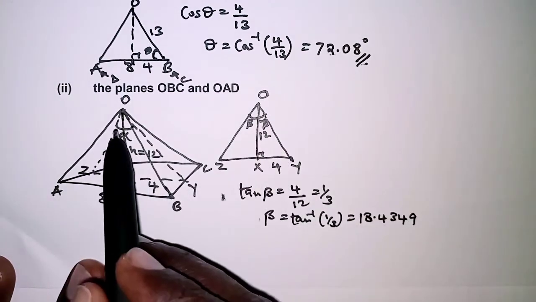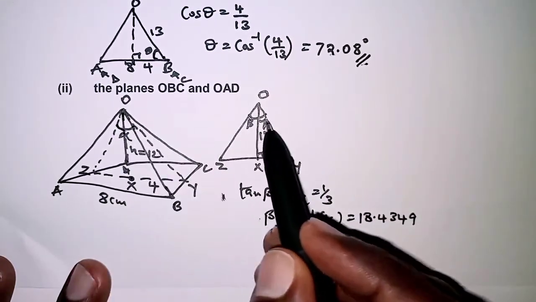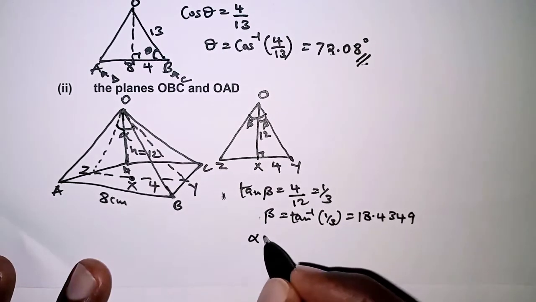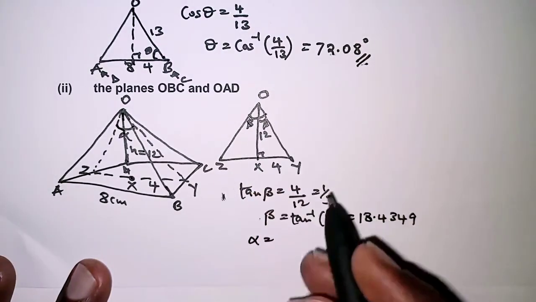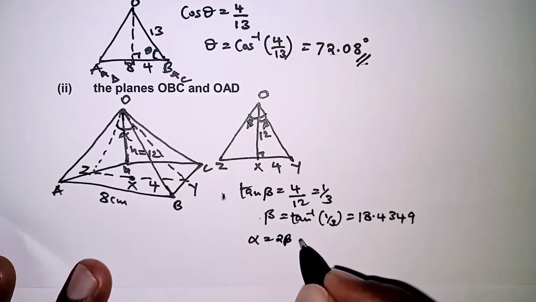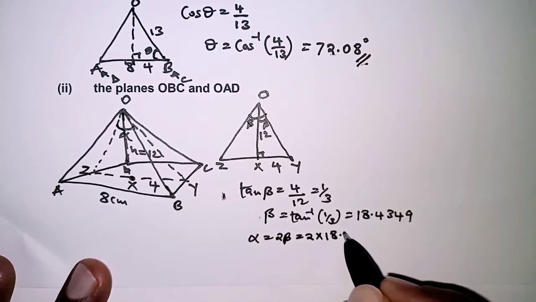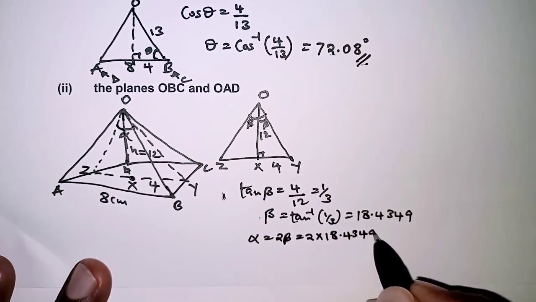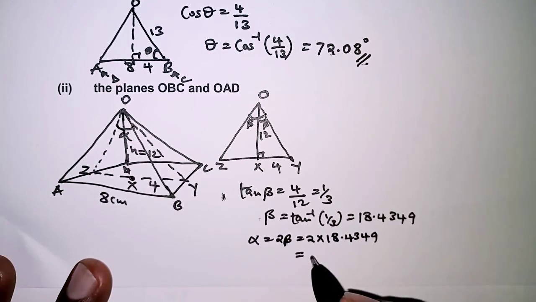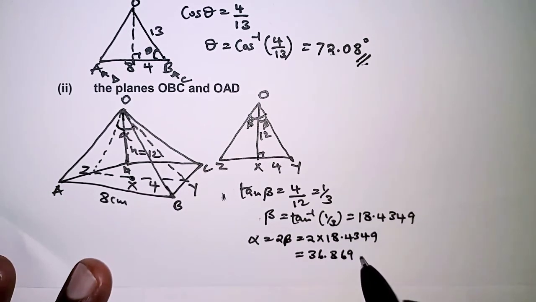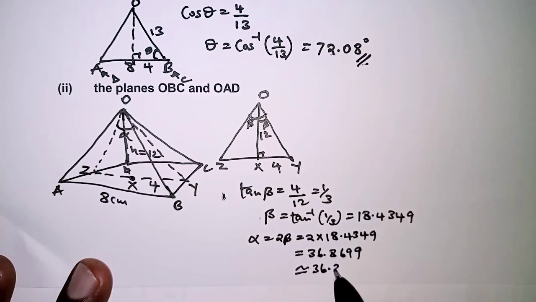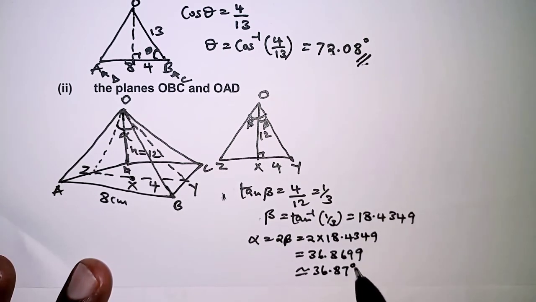But remember, the angle we are interested in is the whole of this, which is twice beta. So alpha is equal to twice beta, that is 2 times 18.4349, and that finally gives us 36.8699, and rounded off to 4 significant figures, that is 36.87 degrees.